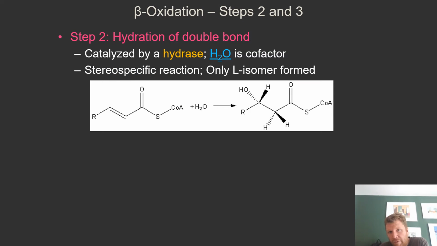Then we're going to have to hydrate that double bond. So this is going to be catalyzed by an enzyme known as hydrase, and water is going to be a cofactor. So what we're going to result in is adding a hydroxyl group and a hydrogen, where there previously were 2 hydrogens and a double bond. Now we're going to replace that double bond with an OH and an H.